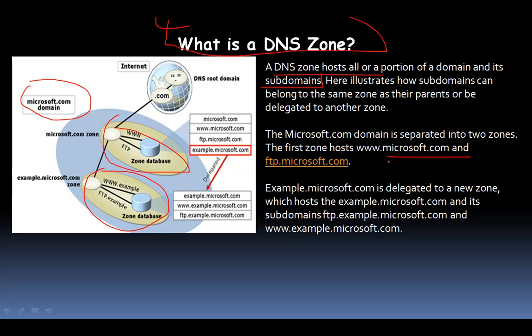Oh, this one, Microsoft.com. So we will see here what is happening. For example, Microsoft.com is delegated to a new zone which hosts example.microsoft.com and its subdomain FTP, example.microsoft.com and www.example.microsoft.com. This one and this one.